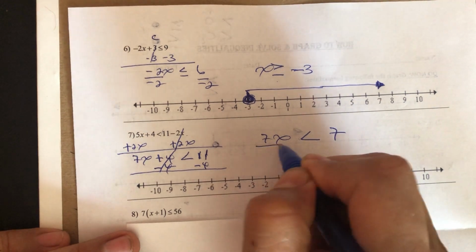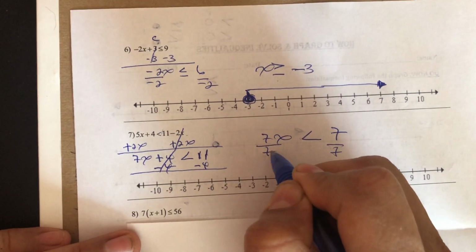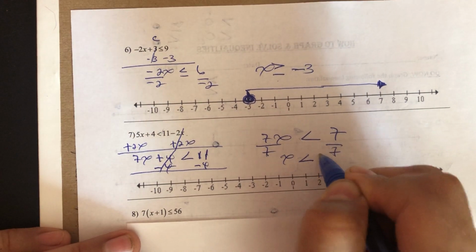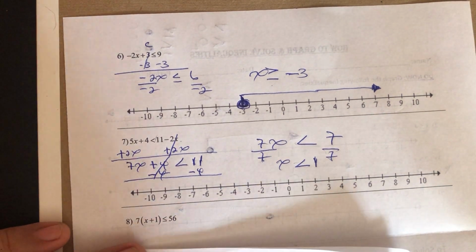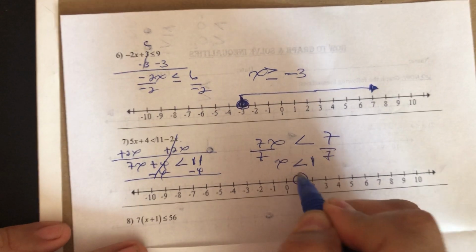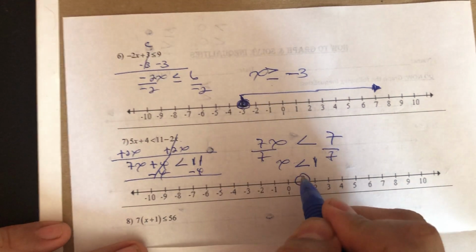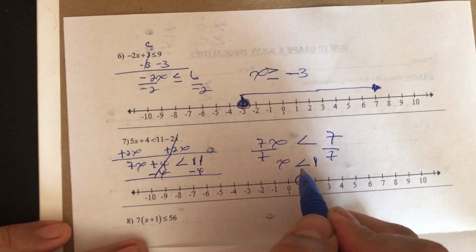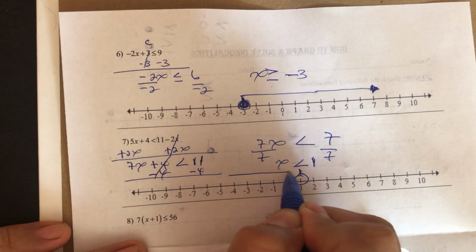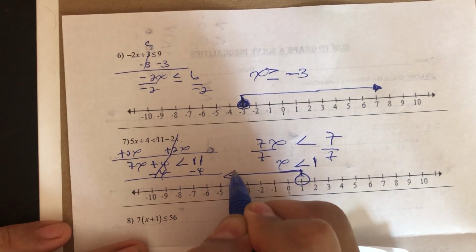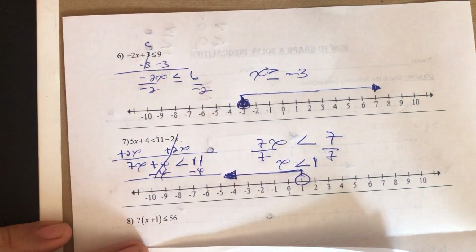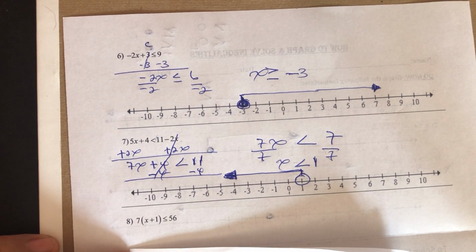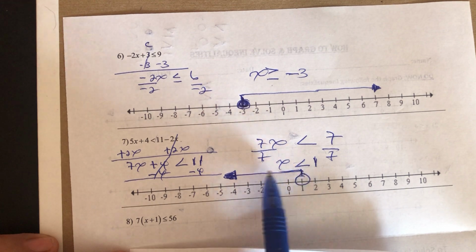So what I do now, divide by 7, and because I'm dividing by a positive, this sign is not going to change. 7 divided by 7 is 1. So x has to be less than 1. So I'm going to look for 1 here, which is right here, and it's going to be an open circle, all right? And I'm going to do my graph, and it goes to the left. Remember what I say. The symbol tells you in which direction you should be going, all right? So I can clearly see that it's going this way.